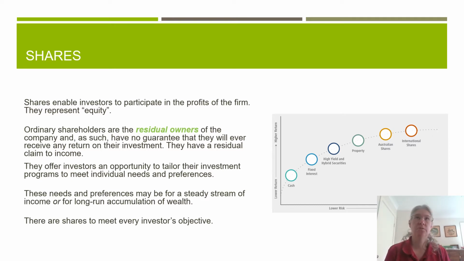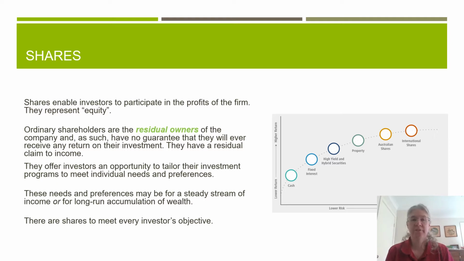Now remember, if you're an ordinary shareholder, then you are the residual owners of the company. The word residual means what's left. There's no guarantee that you're going to receive any dividends. Preference shareholders have the first right, so they receive the dividends first. Then if there's anything left, the ordinary shareholders will.